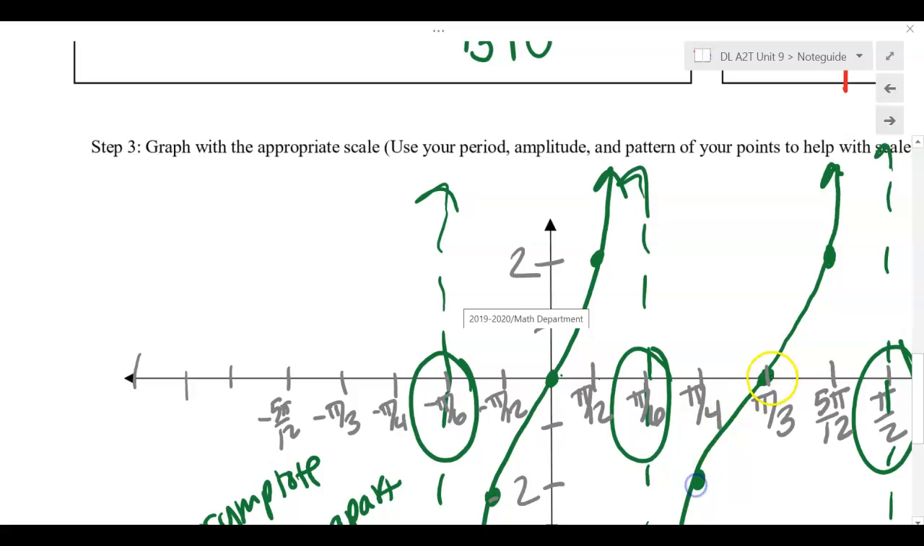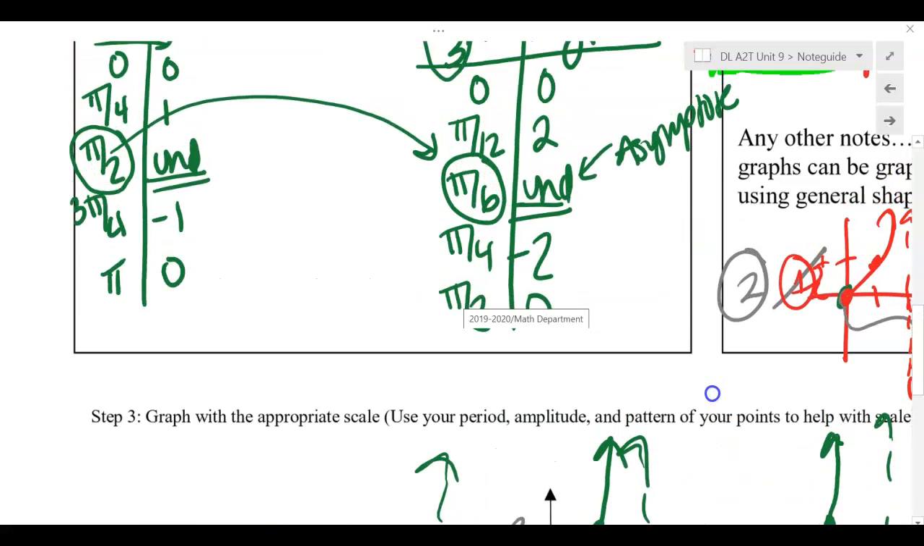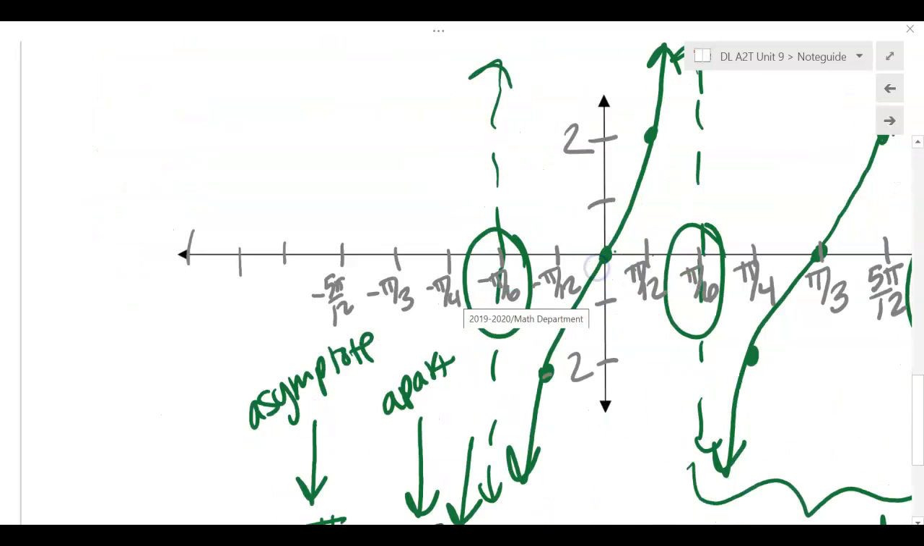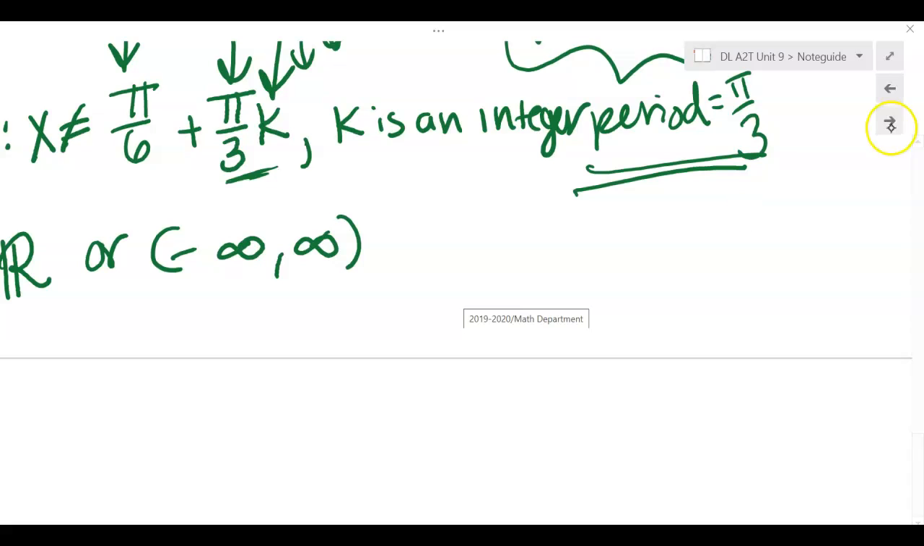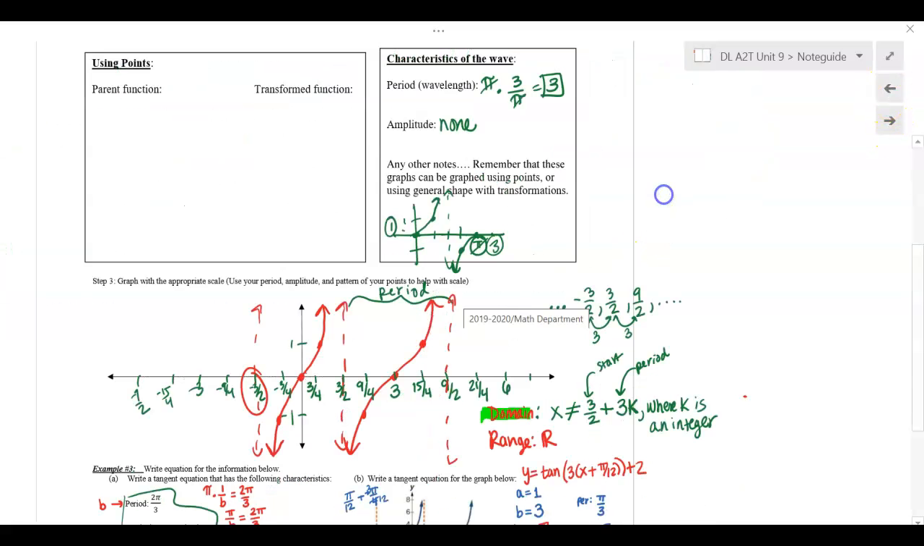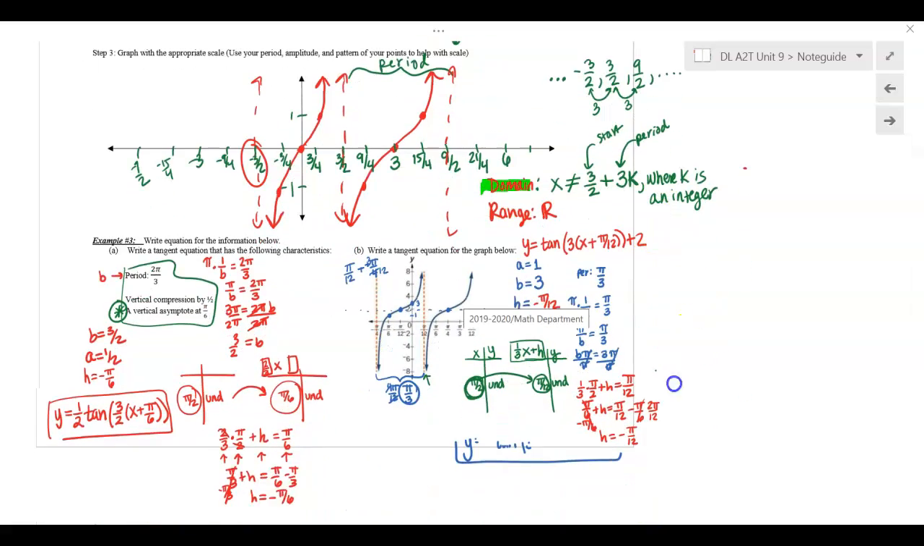And I expect 3 points on the tangent graph between each of my asymptotes, because that's the way that we are working out the graph. So that's how you would want to figure out where the asymptote is. If you're talking about finding the asymptote when writing equations, let's look down here at this example.